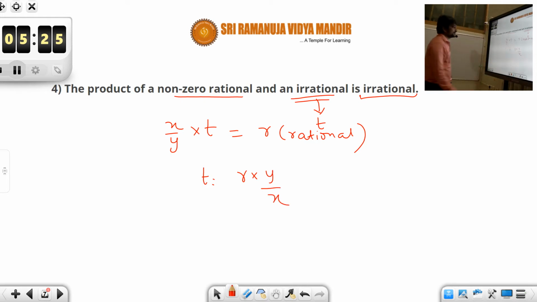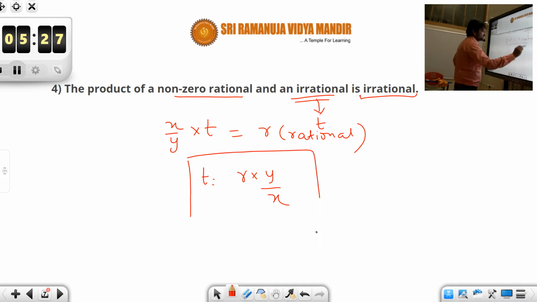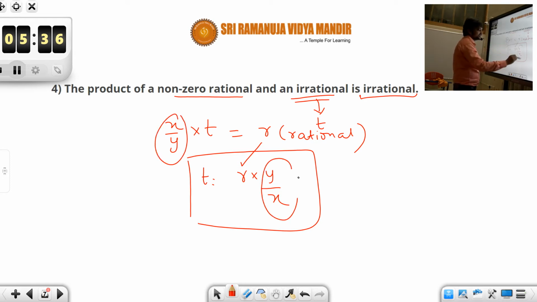Okay. Now students, observe over here. On the right hand side, r is rational by assumption. X by y, if it goes to the other side, it becomes a reciprocal y by x. This is again a fraction. So this is rational.